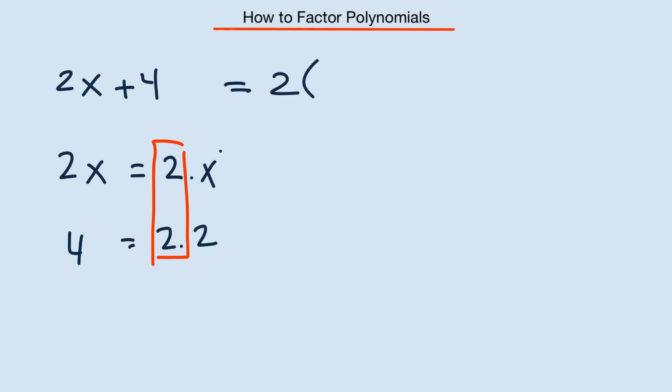Now whatever variables or numbers are left, I simply have to write them between the parentheses. Here I have to write x, and the other term will be plus 2. Let us take one more example, 3x plus 9. How can we factor it?